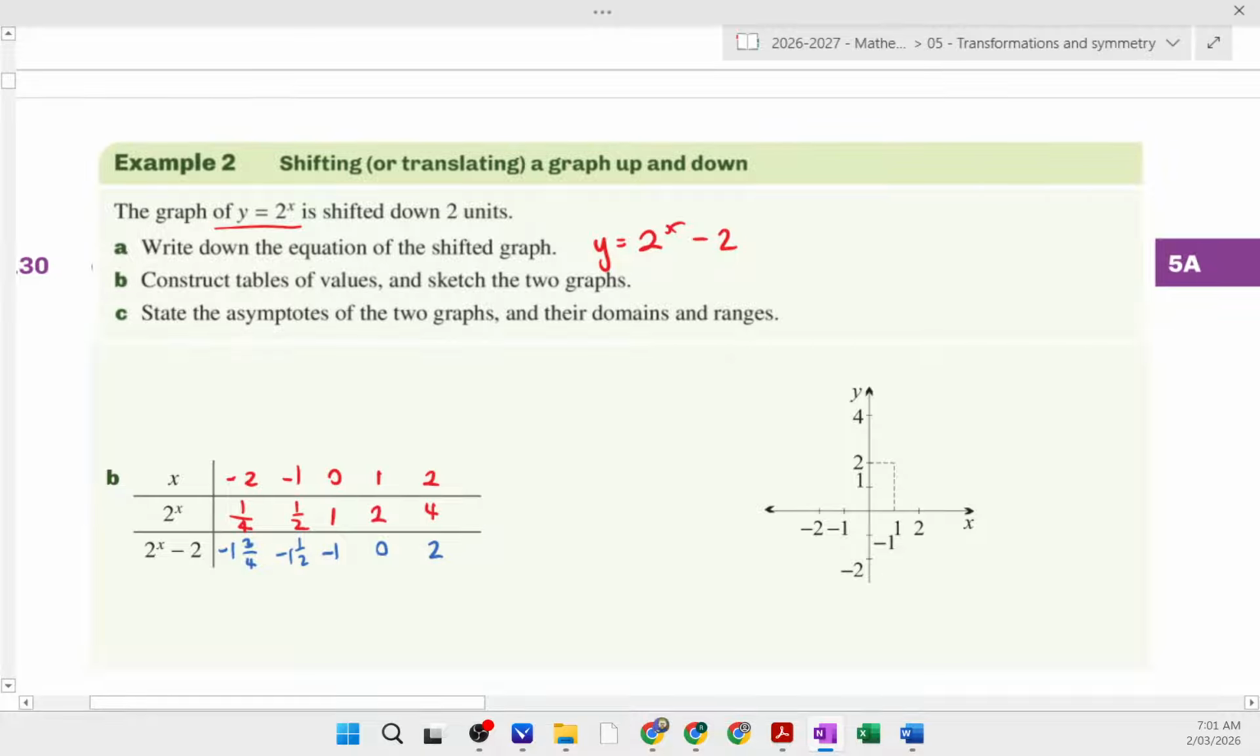All right. Then you sketch the two graphs. So we'll go back to red. We've got our points, so x is 0 and 1. Minus 1 is a half, minus 2 is a quarter. We've got 1, 2, and then 2, 4. It is an exponential graph, so we are expecting it to do that sort of thing.